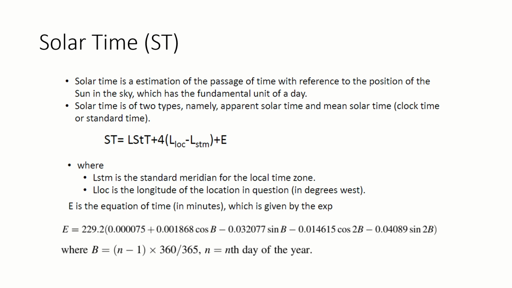The particular formula of E gives you the equation of time in minutes. Here B equals to (n minus 1) into 360 by 365. Here n is the day of the year. So if the particular calculation is done on January 10th, n equals to 10.